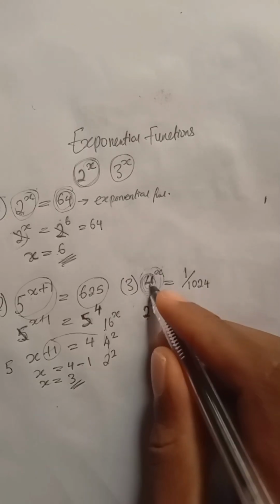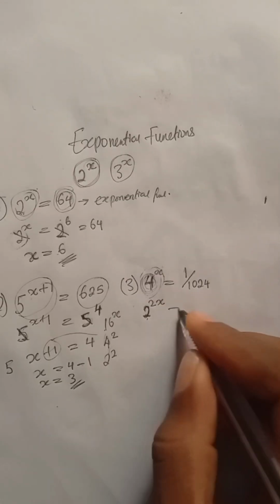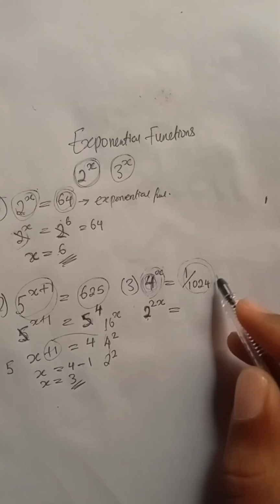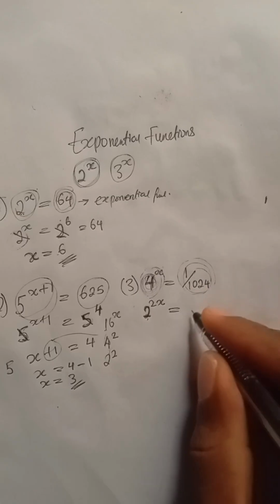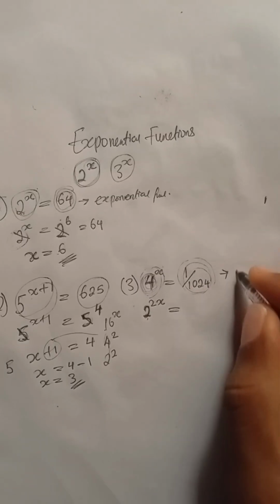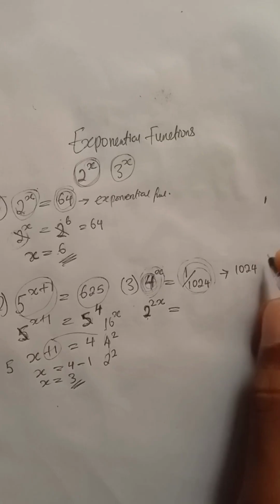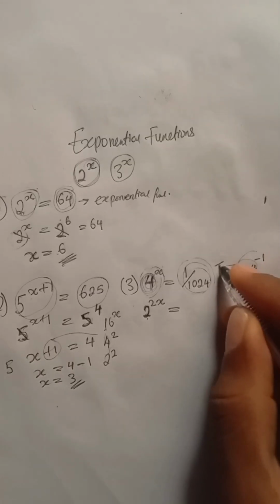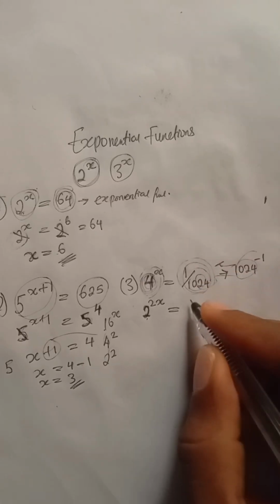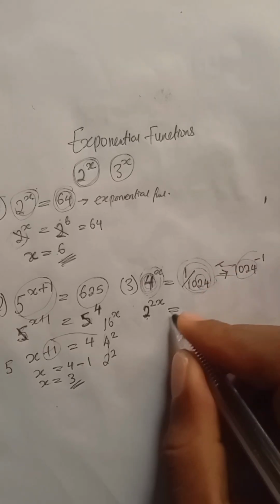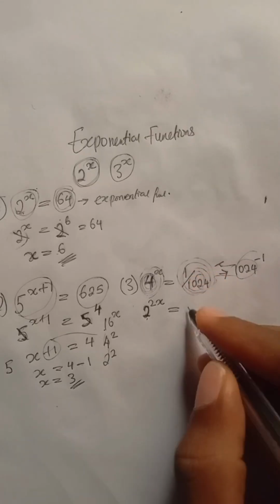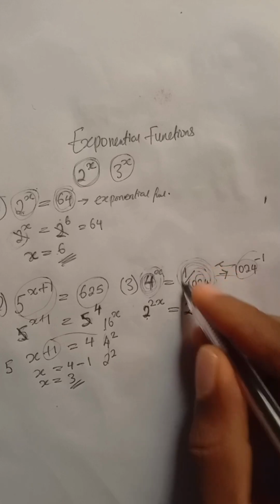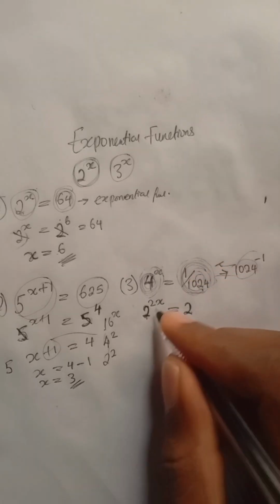So 2 raised to the power of 2 gives us 4, multiplied by x gives us 2x equals to... If we apply the negative index as one of the laws of indices, we have the same thing as 1024 raised to the power of -1. So this is the same thing as this, laws of indices. So automatically we have a base of 2. As I said, the base of this number or fraction must be similar to the base of the unknown.